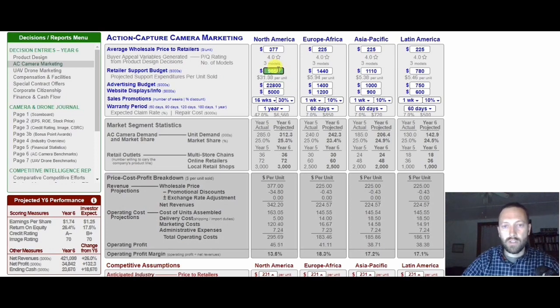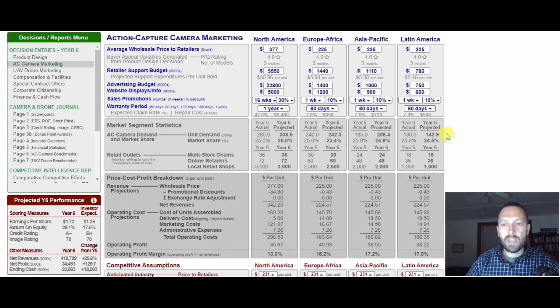I'm going to adjust each one of these just a little. Oh, and there we go. So there's my 25% market share. That's the profit maximizing quantity. And we've got a 13% operating profit margin, or $45 per unit. And although that's better than when we first started, that's not going to work for us.